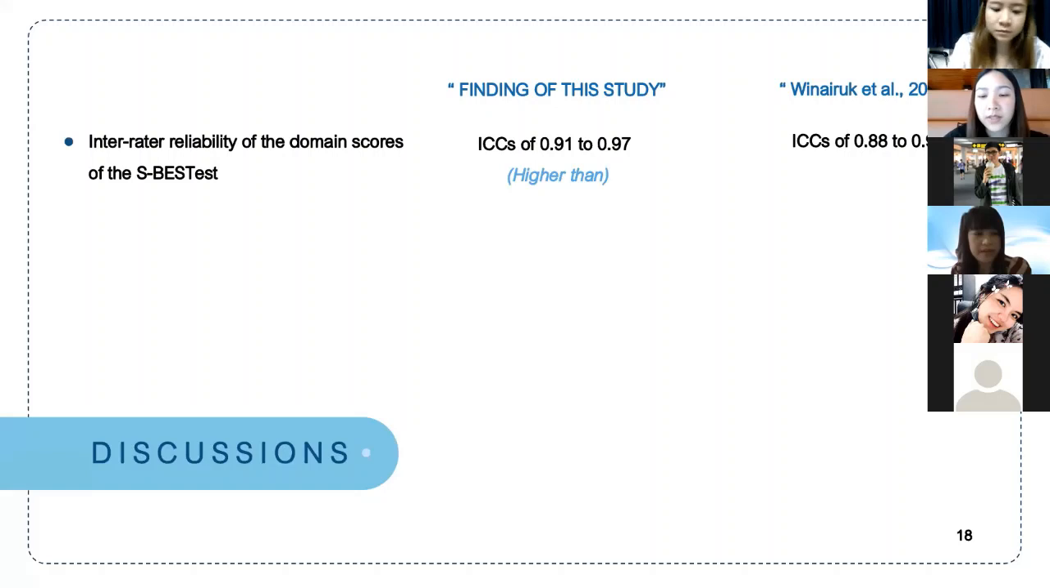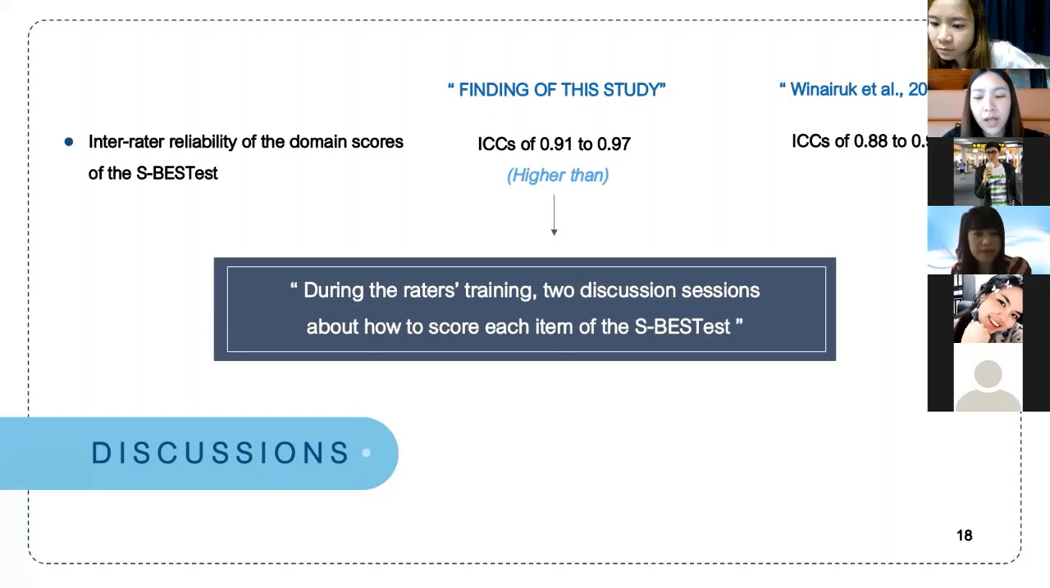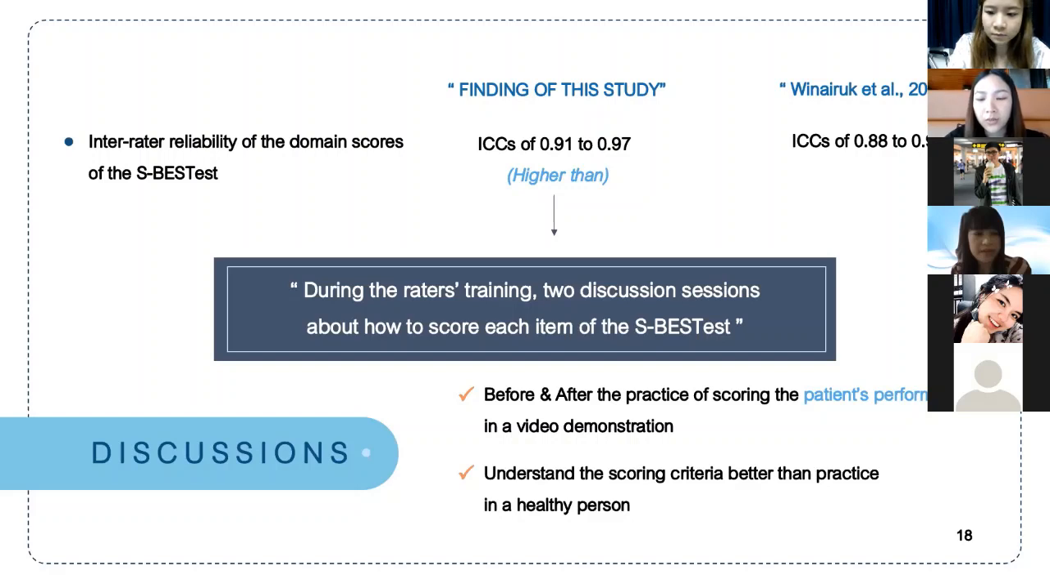Moreover, the ICC of inter-rater reliability of the domain scores of the S-BEST test in this finding is higher than a previous study because in the rater training process, the raters had two discussions, before and after the practice of scoring the patient performance on each item of the S-BEST test, so the raters understood the scoring criteria better than practicing on healthy persons.